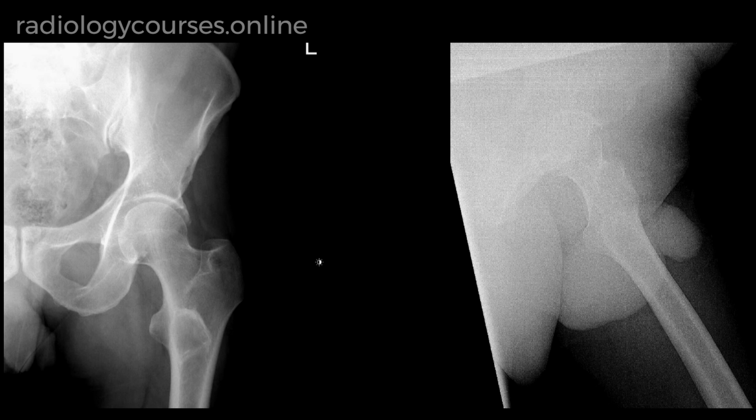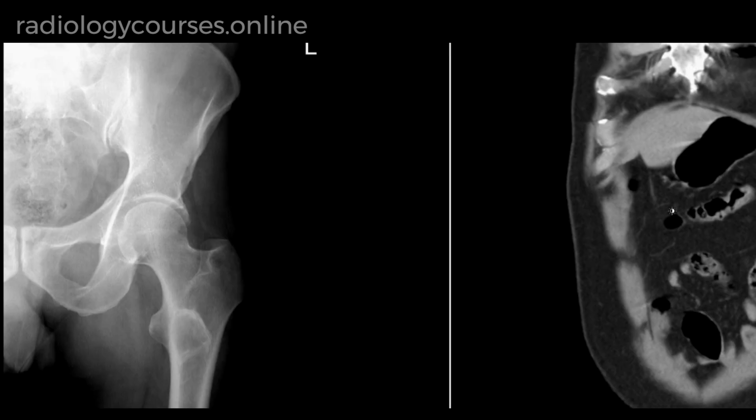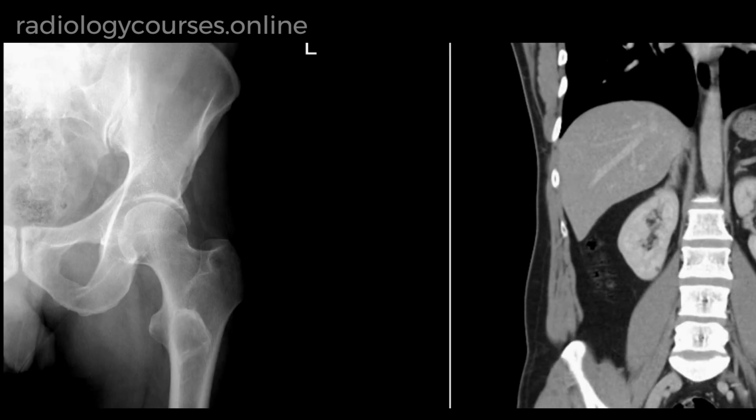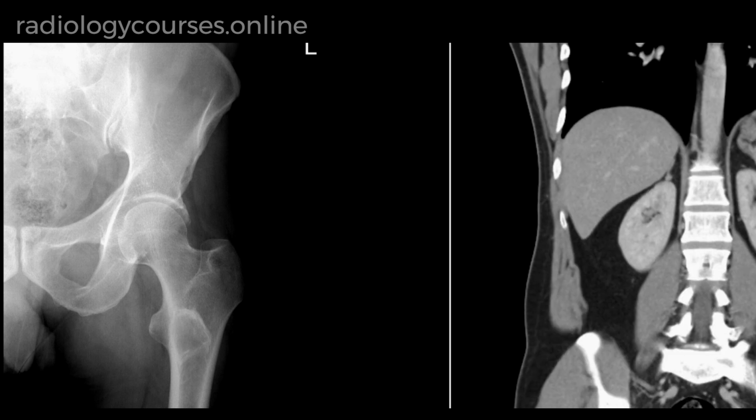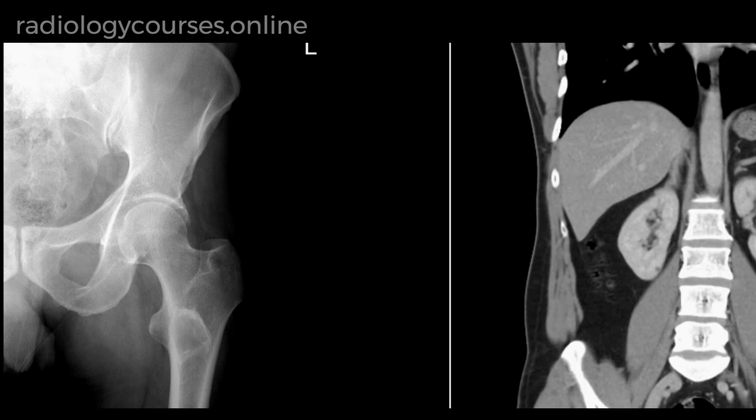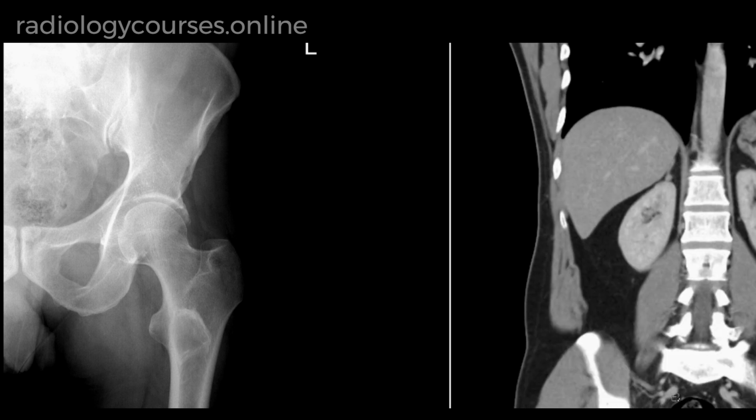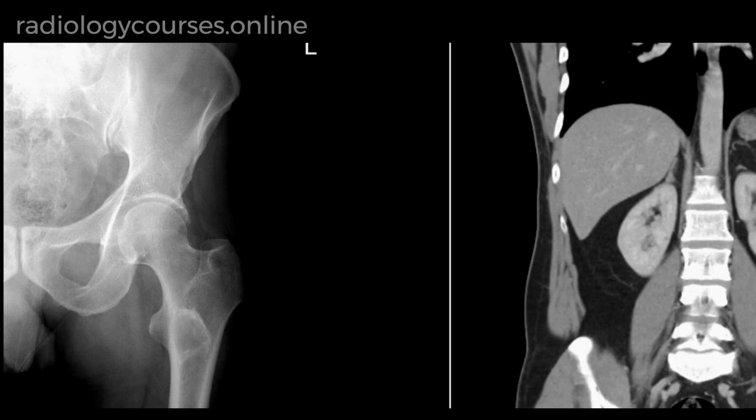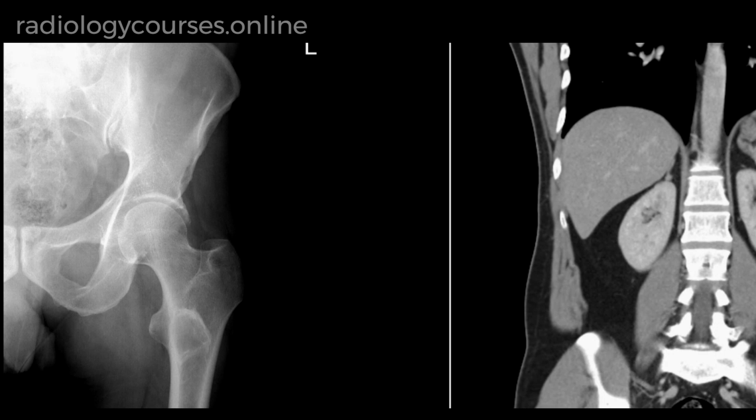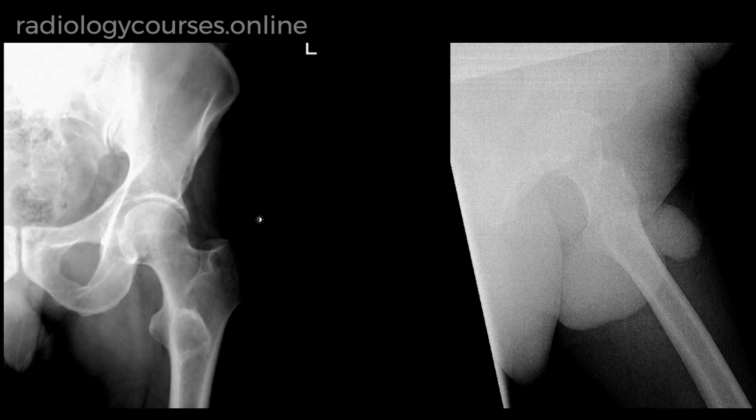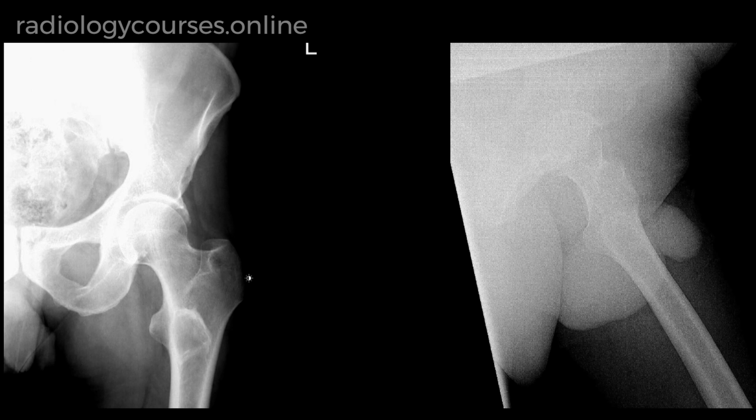We have got AP and lateral view of the left hip joint and proximal femur, because the CT scan showed a lytic lesion in the edge of the imaging in the proximal shaft of the left femur close to the lesser trochanter. So what are the findings on the plain radiograph?